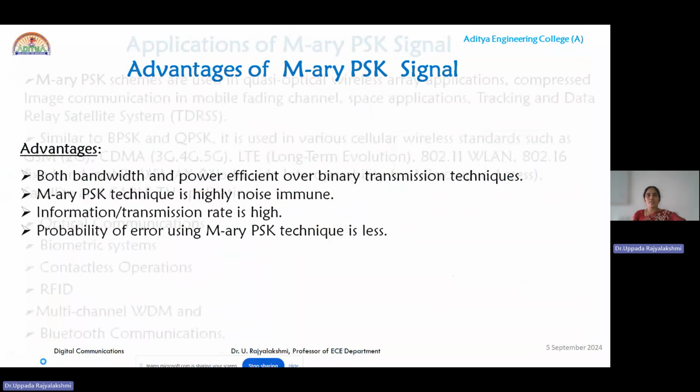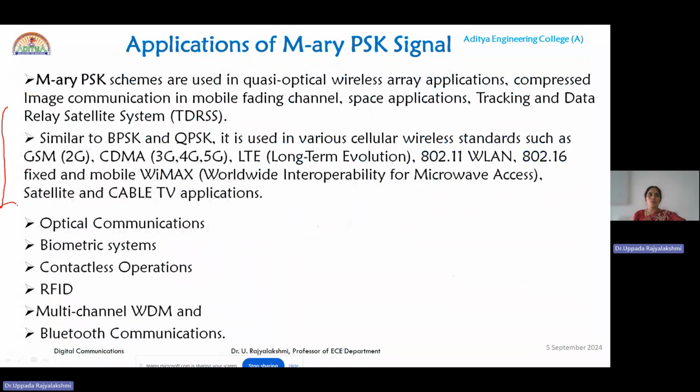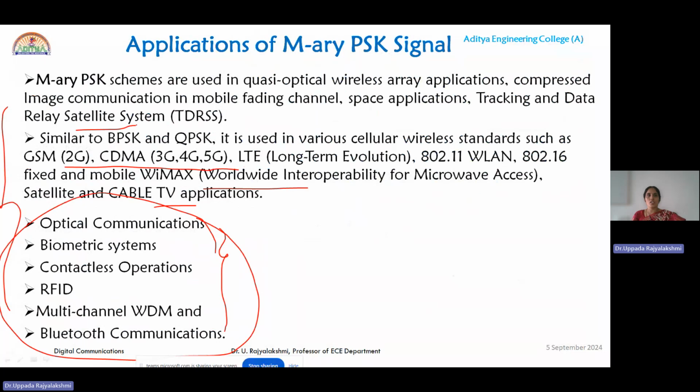These are all the advantages of M-ary PSK, and the applications are similar to binary PSK and quadrature PSK, and it is also extended to mobile communications. And similarly, optical communication; these are all the applications of PSK. Along with these, it is also applicable to areas like space data, and similarly satellite communication. So there are a lot of advantages of M-ary PSK, and it is used in a variety of applications as mentioned here.